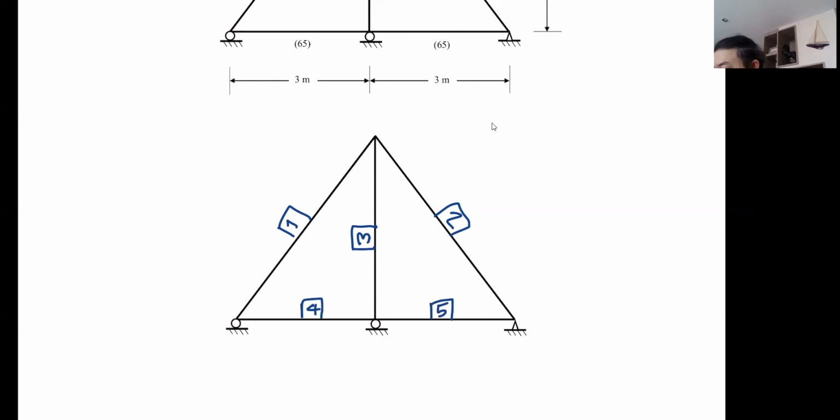Okay, and I'm going to do this for my member number 1. This is going to be my local node 1, 2. And for my member number 2, this is going to be my local node 1, 2. Member 3, that's going to be my local node 1, 2. Now for member number 4, this is my local node 1, 2. And this is my local node 1, 2 for member number 5. Okay. So can you tell me now how many degrees of freedom do we have?